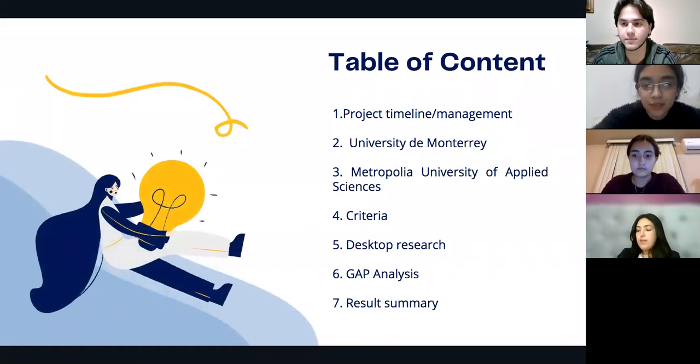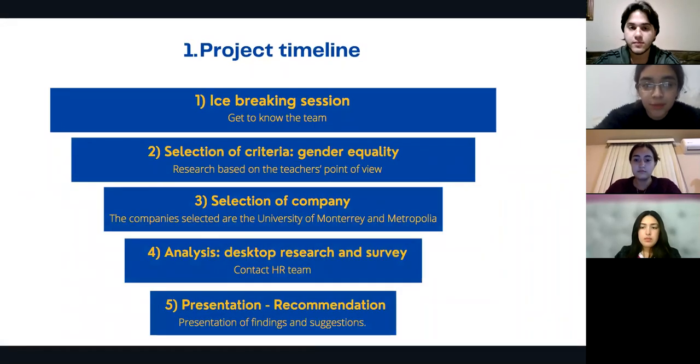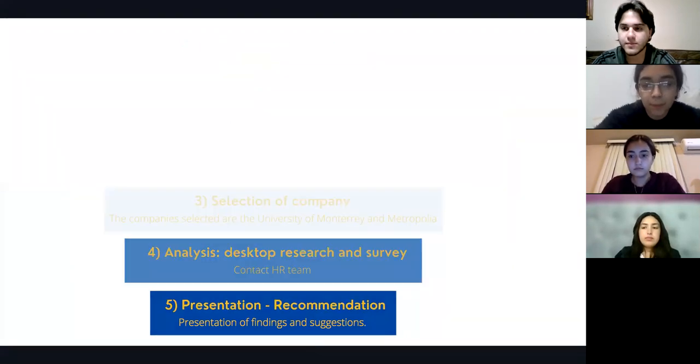This is a table of content of our presentation. This is the project timeline. First we did an ice-breaking session, then the selection of the criteria, then we did the selection of the company. Next we did an analysis, the desktop research and the survey, and finally we did the presentation.